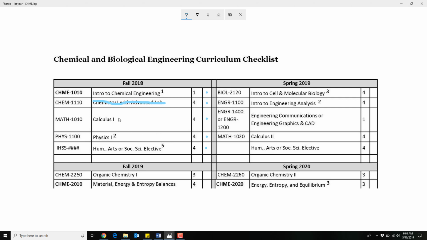Let's say that you came in with Calculus 1 AP credit. We'll cross this out as you had for the prior chemistry credit. You'd want to move on to the next math course in this sequence, which is Calculus 2.